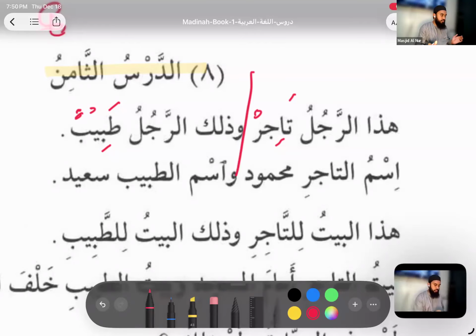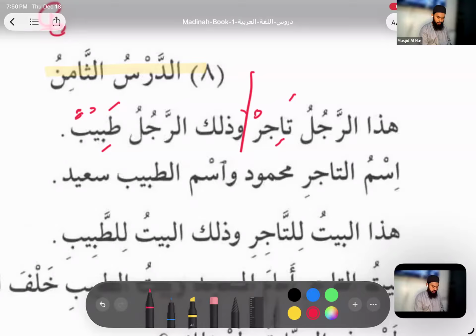If I were to stop the sentence here, does it give a full meaning? It does. That man is a merchant. You don't have to be like, what do you mean that? He's a merchant. Khalas. The end of the sentence. But you're adding with what? It gives a full meaning, subject and predicate. You don't have to question. وَذَلِكَ الرَّجُلُ طَبِيبٌ. And that man is a doctor. Next one. Who wants to do the next one? Let's go.